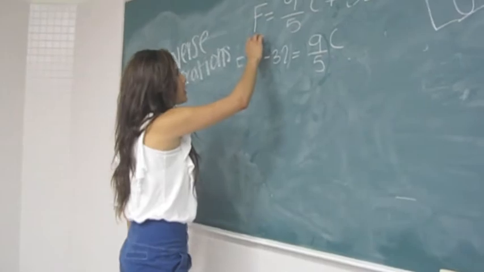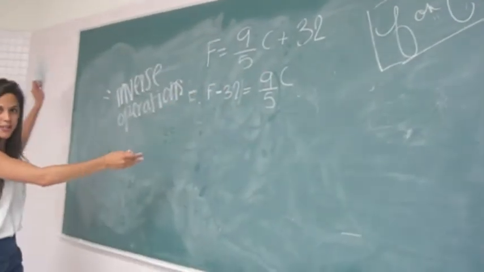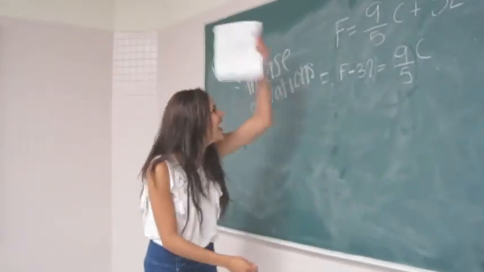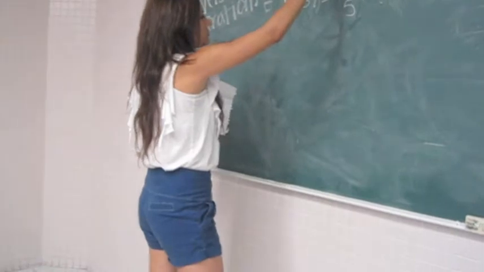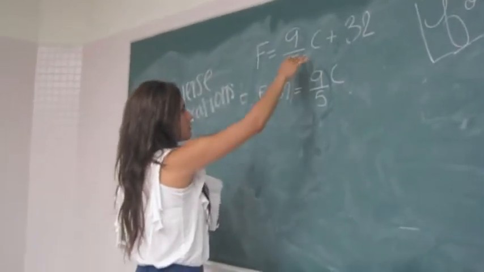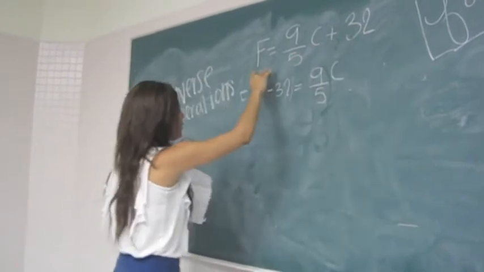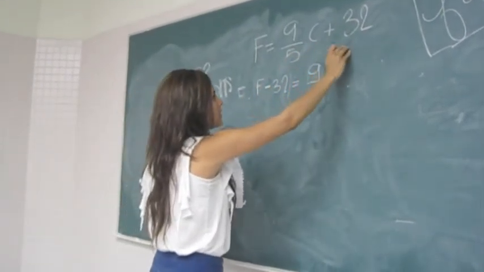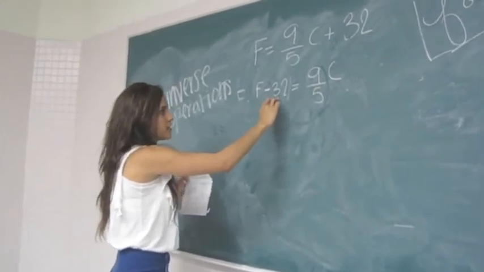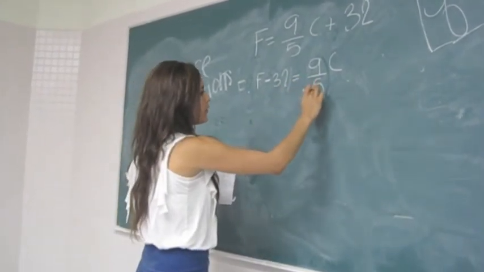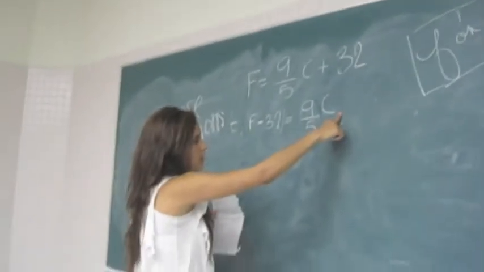Here we're going to solve an equation, but only for C, and we need to use inverse operations. Now, in this side, we need to start moving to the other side to leave the C alone. So first, we pass this number to the other side, but here it was positive and we pass it negative. And it will be F minus 32 equals 9 over 5 and C, but we still have the C with a number.